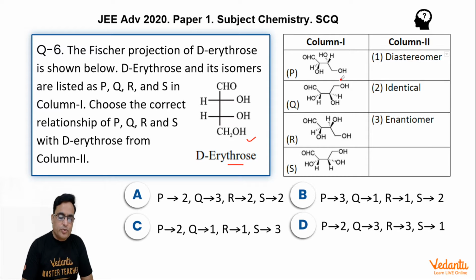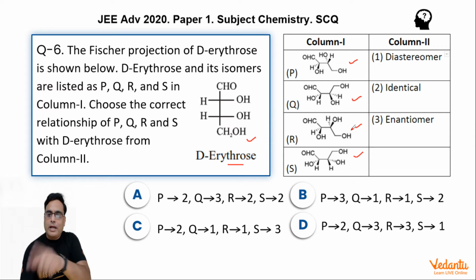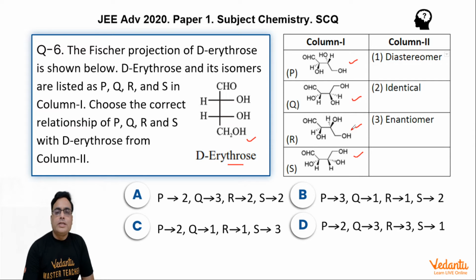What we shall do is we shall convert these structures P, Q, R and S into Fischer projection formula, and then find out what's the relation between D-erythrose and one of P, Q, R, S, right? Let us start.